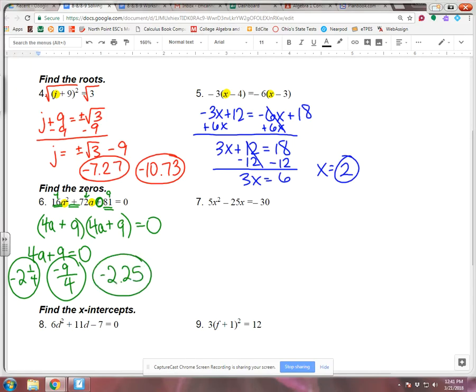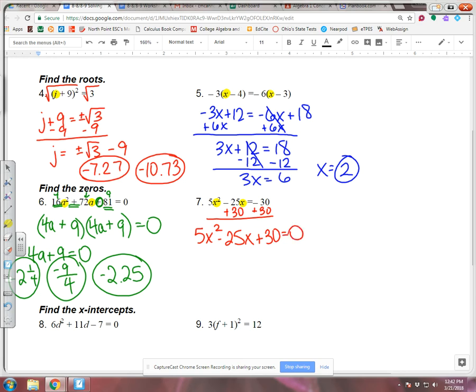All right, looking at number 7, again, I have an x squared and an x, which is two different types of x's, so I have to set it equal to 0 and solve. So the first thing I'm going to do is add that 30 over. Make sure I put it in standard form in the correct order. Now I need to factor it. Well, I notice that they all have a factor of 5. I can take a 5 out of all of them. When you divide out the 5, it gives you that.